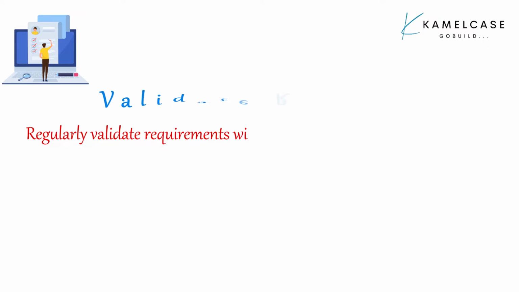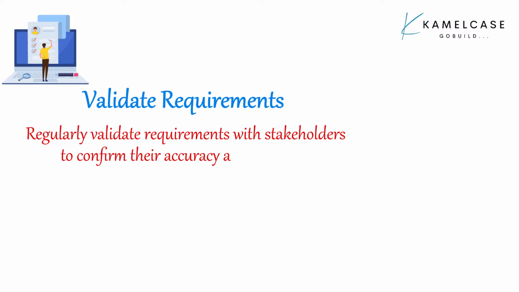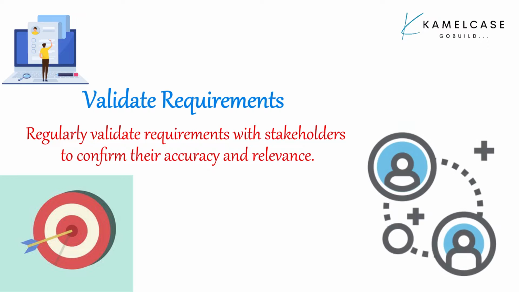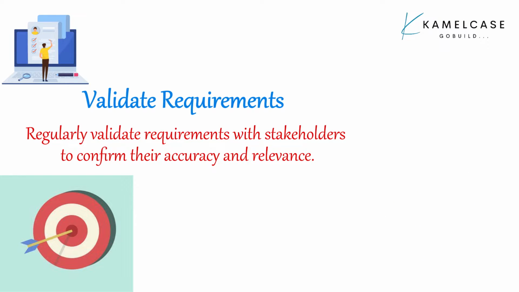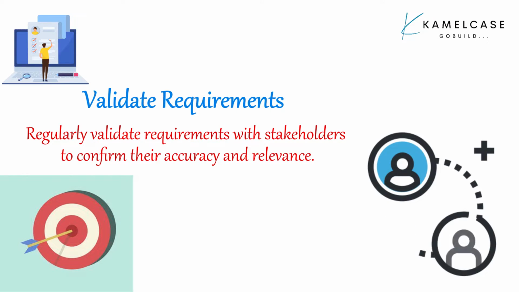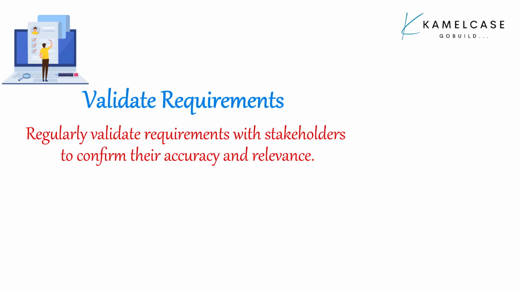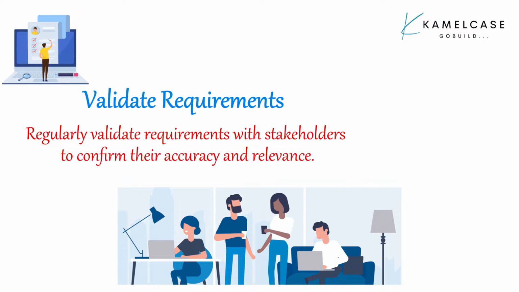Validate requirements. Establish a continuous feedback loop by regularly validating requirements with stakeholders to confirm their accuracy and relevance. This ongoing verification process ensures that the evolving needs of stakeholders are acknowledged and incorporated into the project, reducing the likelihood of misalignment. By prioritizing open communication, teams can adapt swiftly to changing requirements, fostering a more responsive and successful development process.